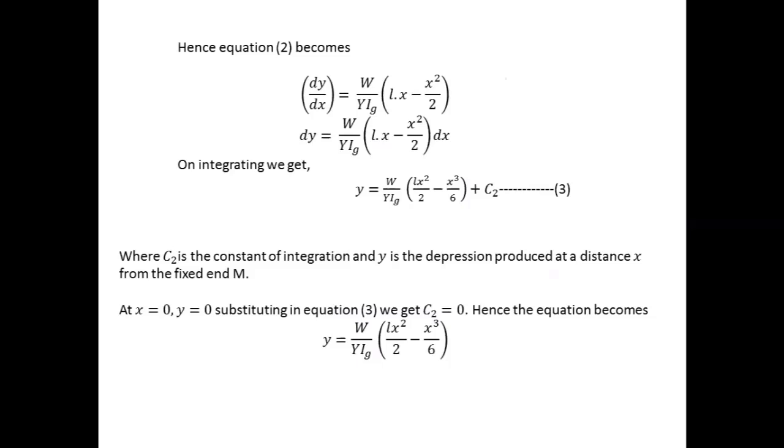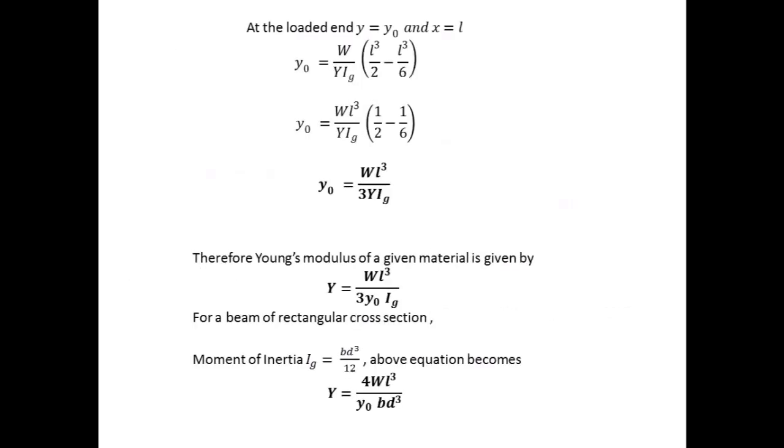in the above equation. So when I substitute x equal to L, the bracketed quantity L into L square becomes L cube by 2 minus, when I substitute x equal to L, it becomes L cube by 6. That is, y naught is equal to W by YIg into (L cube by 2 minus L cube by 6). Now L cube could be taken common, so we are left with numbers 1 by 2 minus 1 by 6. This can be further simplified by taking the LCM in the denominator. As a result, we get y naught is equal to WL cube upon 3YIg.